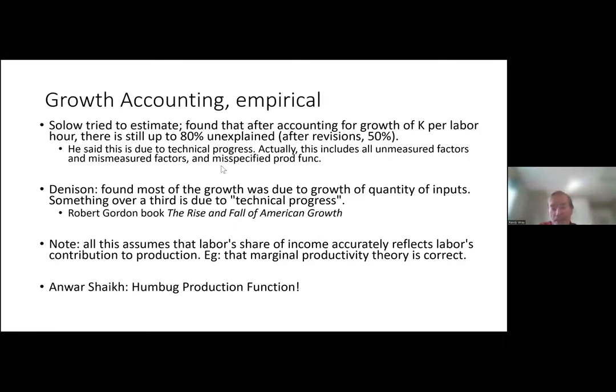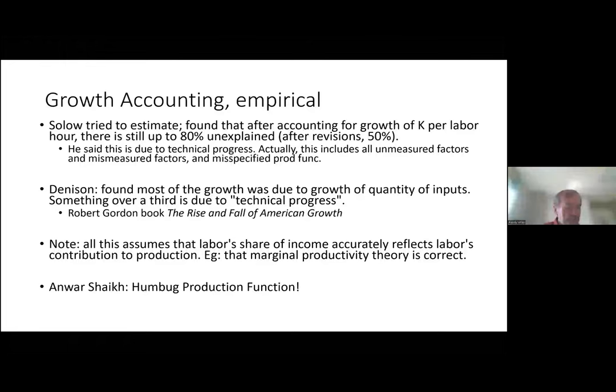Okay, various orthodox economists, beginning with Solow, tried to use this framework to estimate actual real-world growth. And Solow first found that after accounting for growth of labor hours, there's still up to 80% of growth unexplained. And after some revisions to his estimates, he's able to explain about 50%. And so the unexplained part must be technical progress. So that's the idea. Actually, what it measures, of course, is all of your error. Maybe your specification isn't right. Maybe you're not measuring the factors of production correctly. Maybe a production function approach is just wrong. It's a measure of your ignorance, really.